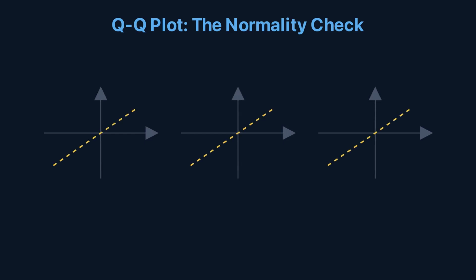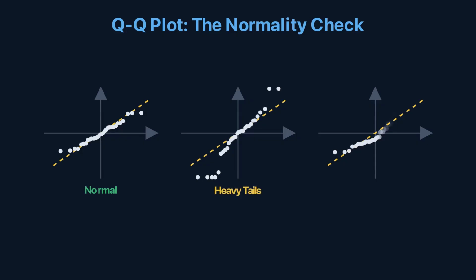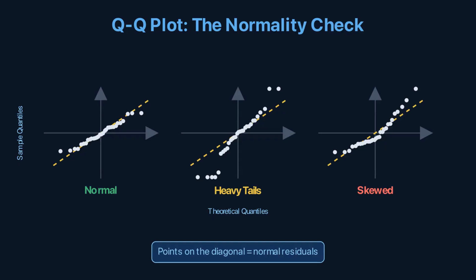The QQ plot checks whether residuals are normally distributed. Plot the quantiles of your residuals against the quantiles of a standard normal distribution. If residuals are normal, the points fall on a straight diagonal line. An S-curve means heavy tails, more extreme values than normal predicts. A bend means skewness. Departures from the diagonal tell you the distribution of the errors isn't what you assumed. For linear regression with normal errors, this matters for inference. For GLMs, use deviance residuals instead.